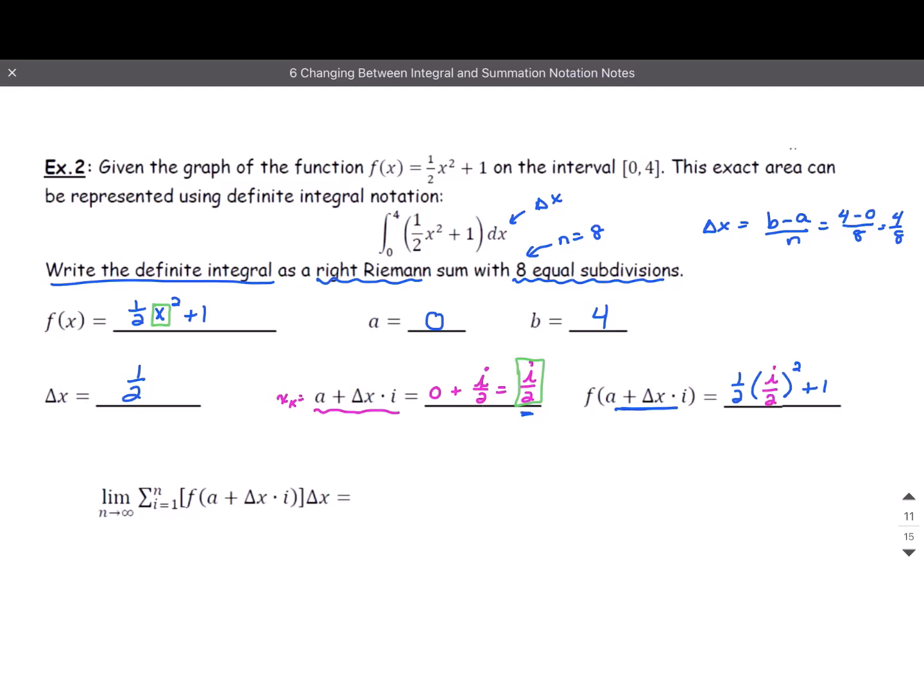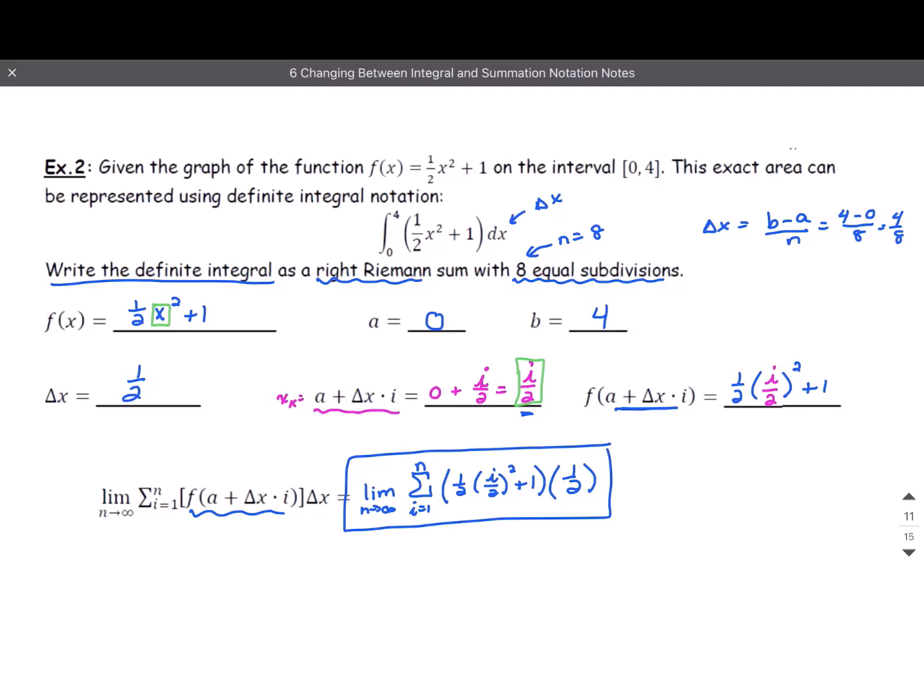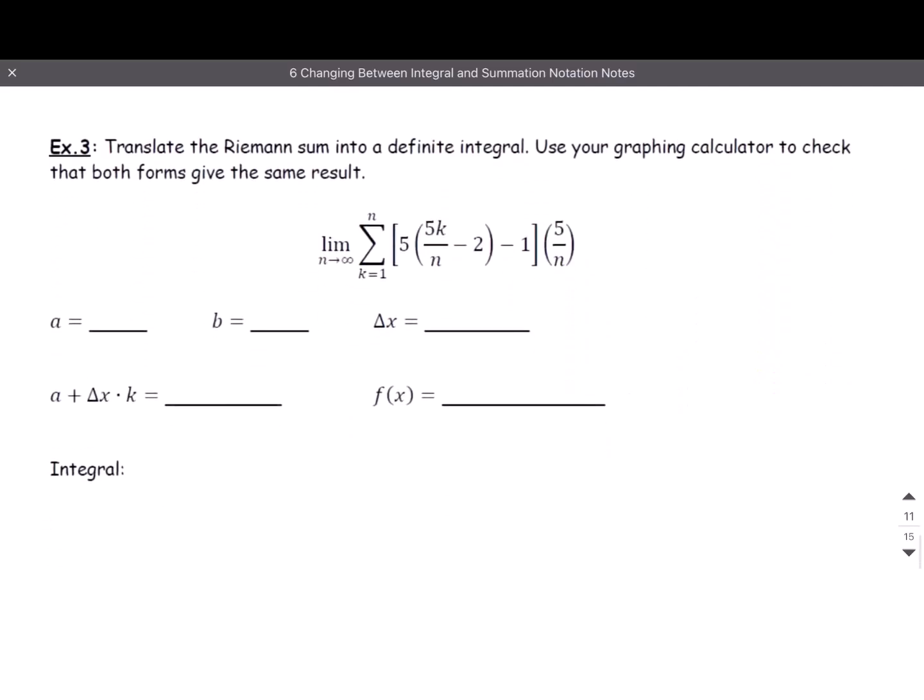Now we're ready to write our limit. So this is the limit as n heads to infinity of the summation as i goes from 1 to n of, now our function value, that's the 1/2 times i over 2 squared plus 1, times our delta x, which is 1/2. And there we go. Good. Now let's go the other way.